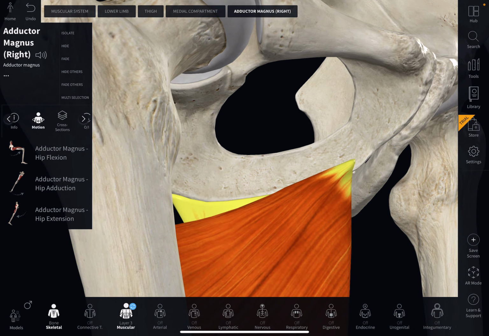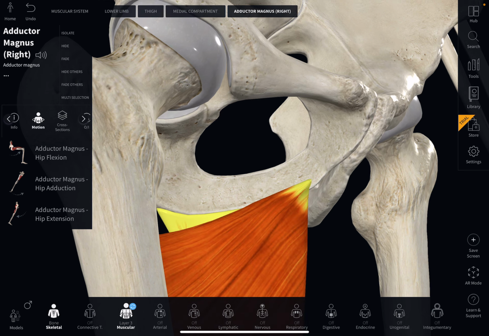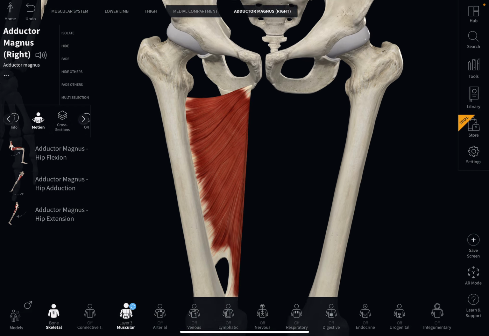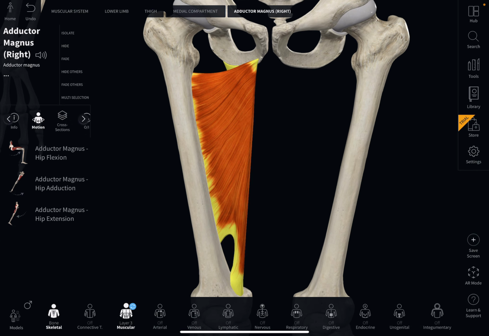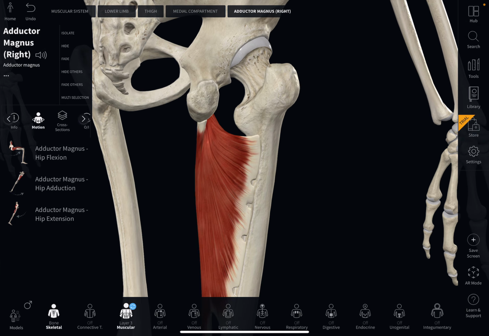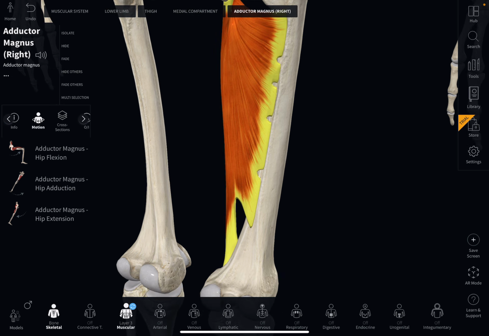From the ramus of the ischium, right here. And the insertion is in the gluteal tuberosity. It has two parts mainly, adductor part and hamstring part. Adductor part is inserted into the gluteal tuberosity, like this in here, and the medial part of linea aspera.